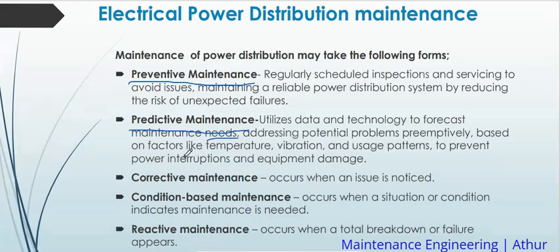Here you see they're telling us we consider factors like temperature, vibration, and usage patterns to prevent power interruptions. Now here you listen to how the transformer is vibrating. You listen to the sound. That vibration will tell you whether there is need for maintenance. That is what we call predictive.